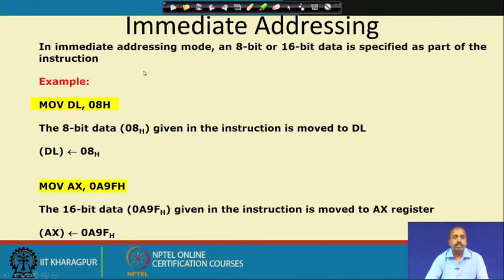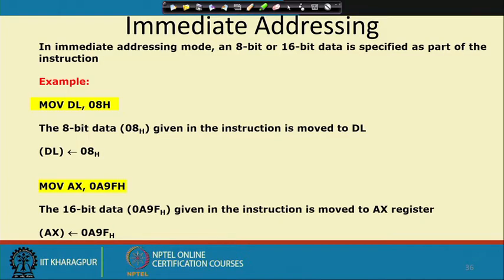Then there is immediate addressing, where the source is an immediate value, like MOV DL, 08 hex. This immediate value 08 hex is moved to the DL register. In 8085 we had the MVI type of instruction, but here we do not have MVI; it is MOV only, and the operand itself identifies that this is an immediate operand. Then MOV AX, 0A9F hex moves this 16 bit number to the AX register, out of which AH will get 0A and AL will get 9F.